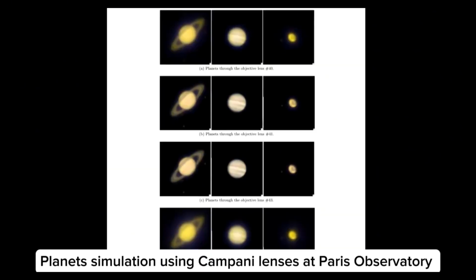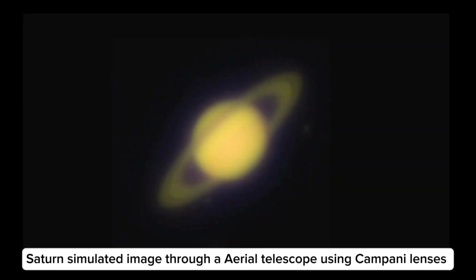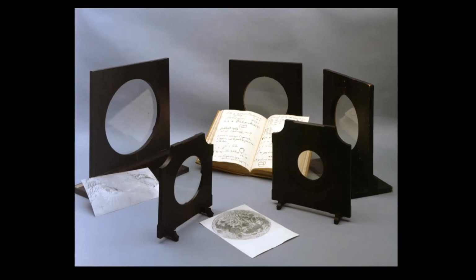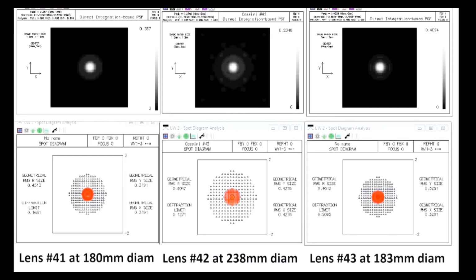These are simulations through Campani objective lenses used by Cassini to discover his division. I conducted some testing with these lenses. This is a certain simulated image through an aerial telescope used by Cassini. And these are the actual objective lenses from the Paris Observatory made by Giuseppe Campani, and some testing that I did with four different apertures using these aerial telescopes. Quite good lenses. I'm impressed with the quality.